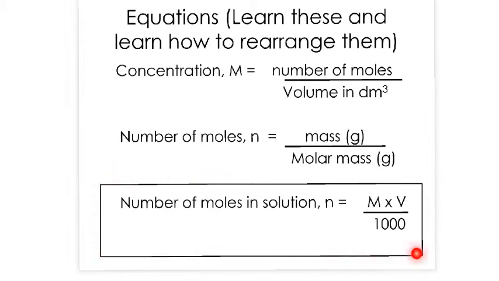This final equation at the bottom here is just a different form of the first one. In this one, the number of moles in solution n equals M, which is concentration, times V divided by 1000. This is just the first equation rearranged with a slight difference, and many students prefer to remember this one because it means you haven't got to mess around converting centimeters cubed to decimeters cubed, because in this last one the volume is already in centimeters cubed. So number of moles in solution is equal to M times V divided by 1000. So it's just a different form of the first one.